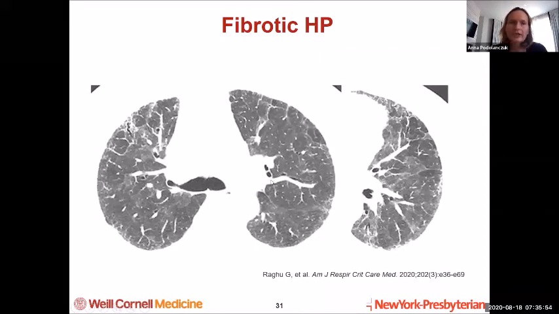So to differentiate fibrotic from non-fibrotic, you need to have fibrosis. And so this is an example. There's also architectural distortion here, and there's just extensive reticular changes that we didn't see on the prior slide.